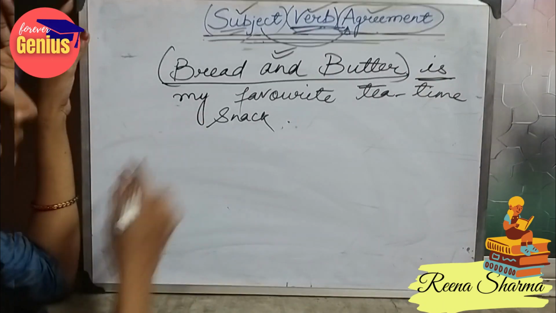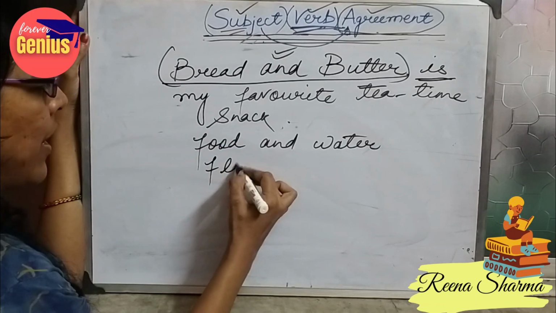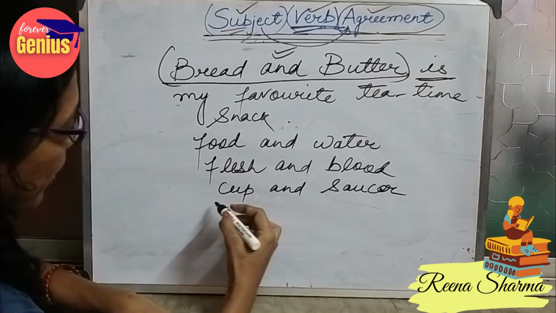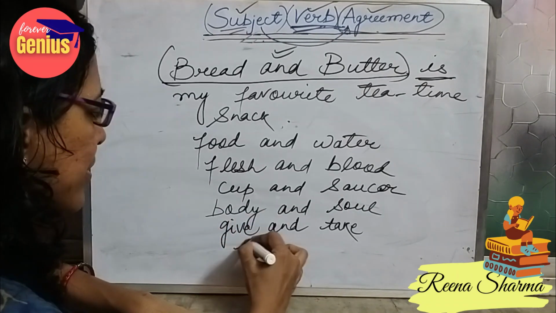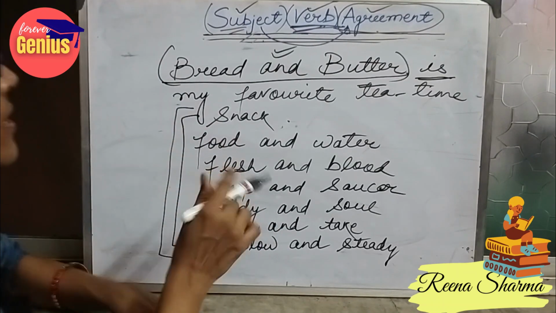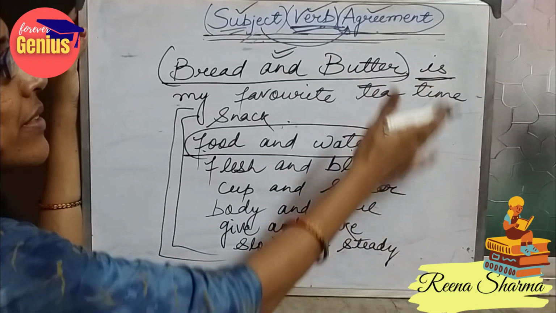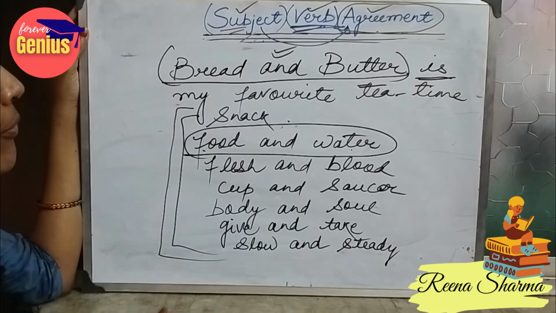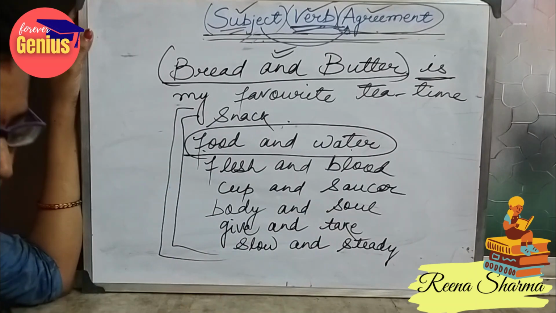More examples of these types will be like food and water, flesh and blood, cup and saucer, body and soul, give and take, slow and steady. All these will be used as one word. After these words, we will never use the plural form of the verb. We will always use the singular form of the verb.